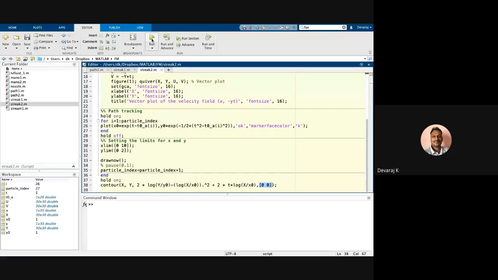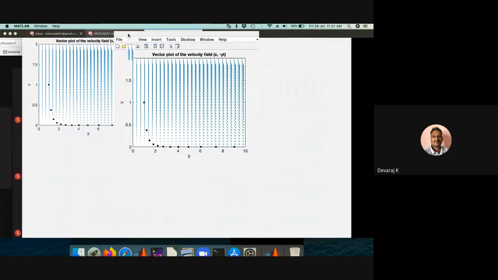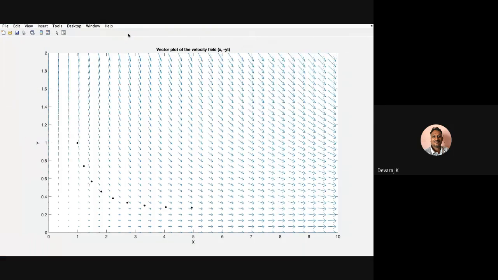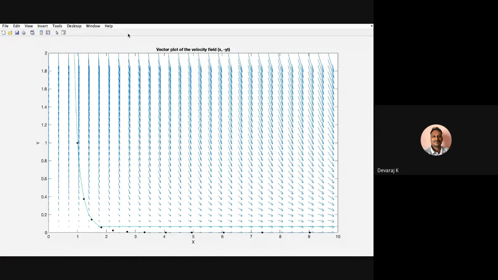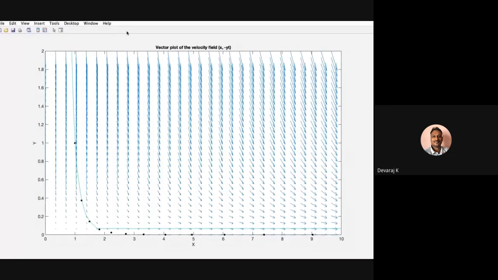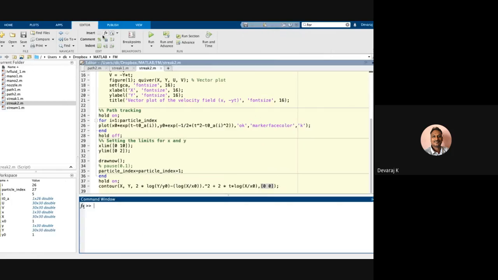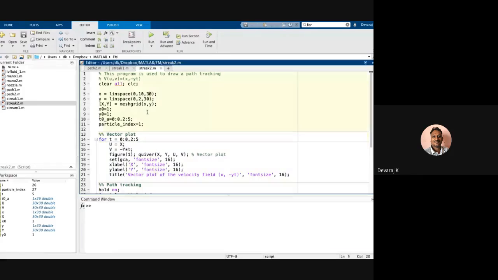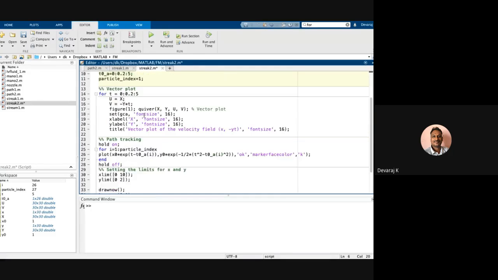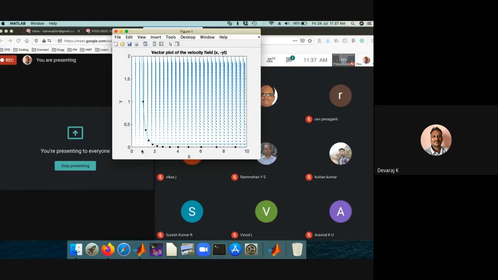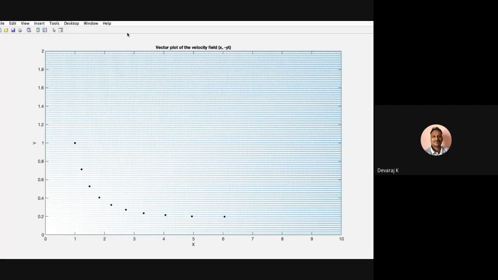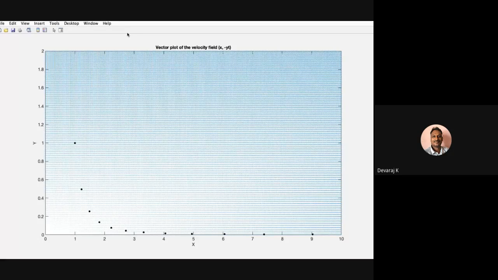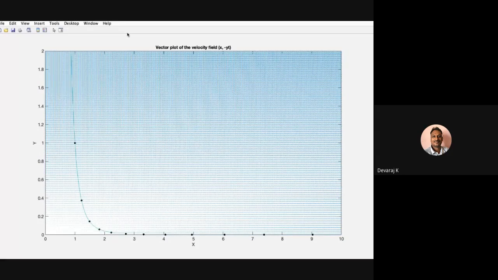Now, if I try to run this code, first I'm trying to get all the streak line points. Then I'm trying to get the path. This path you can still refine depending upon your points. For example, now I have some 30 points. I can make it 300. This I can make 100. So this will become smooth. Now you can see this becomes smooth.